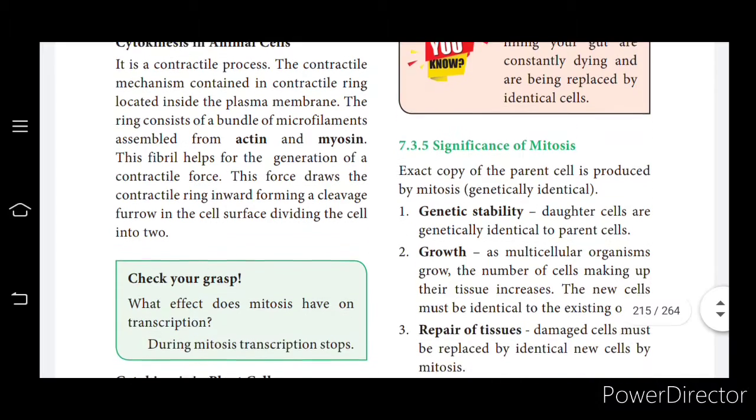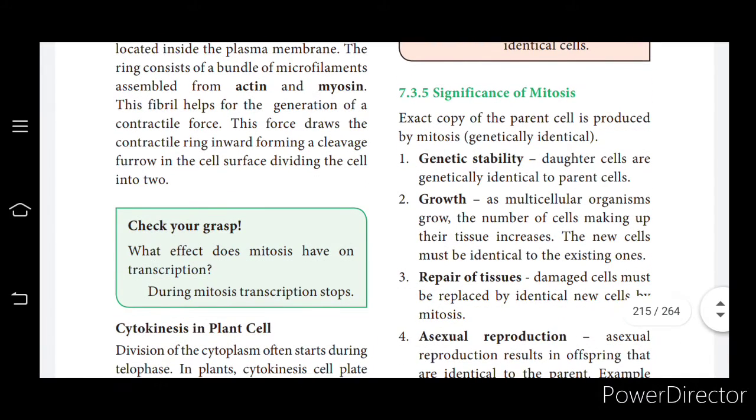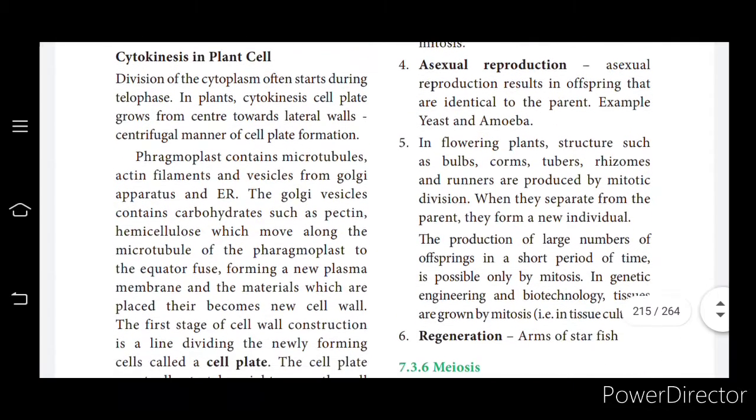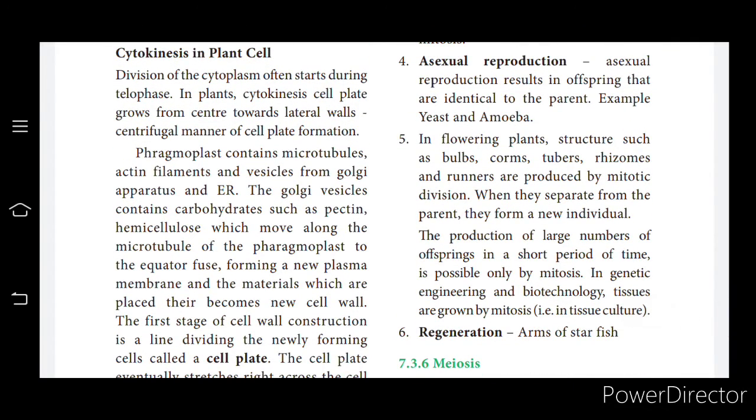This force draws the contractile ring inward and forms a cleavage furrow in the cell. Cytokinesis in the case of the plant cell, division of the cytoplasm, often starts during telophase. In plants, cytokinesis occurs as the cell plate grows towards the lateral walls in a centrifugal manner. Lateral wall means towards the side, and it will just grow towards the inner side.